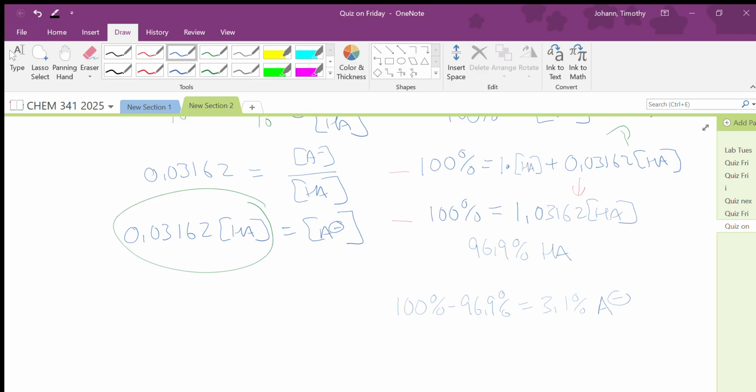Here, let me put another line in between. And so I could rewrite this as HA, I could pull the numbers out into parentheses, 1 plus 0.03162. Does that help? You see how we've got the HA is common, so I could pull it out and have this plus this. And then I just add the 2 together.